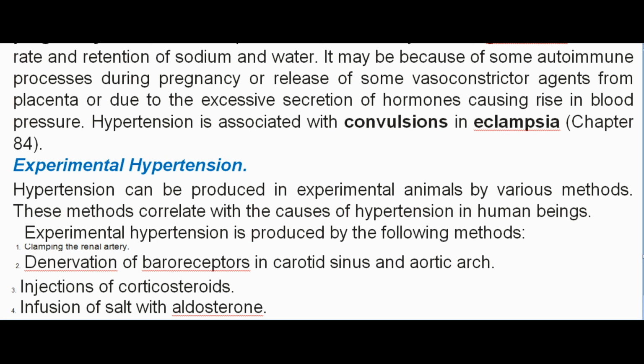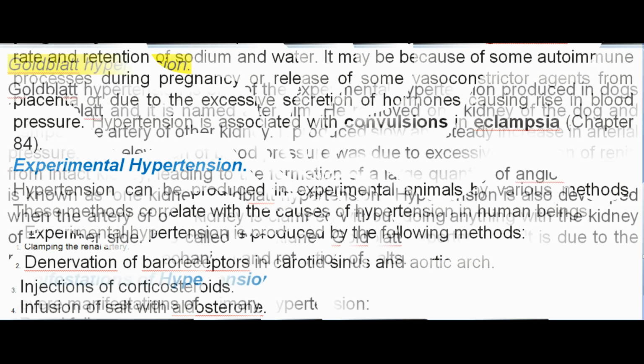Experimental hypertension. Hypertension can be produced in experimental animals by various methods. These methods correlate with the causes of hypertension in human beings. Experimental hypertension is produced by the following methods: clamping the renal artery, denervation of baroreceptors in carotid sinus and aortic arch, injections of corticosteroids, infusion of salt with aldosterone.